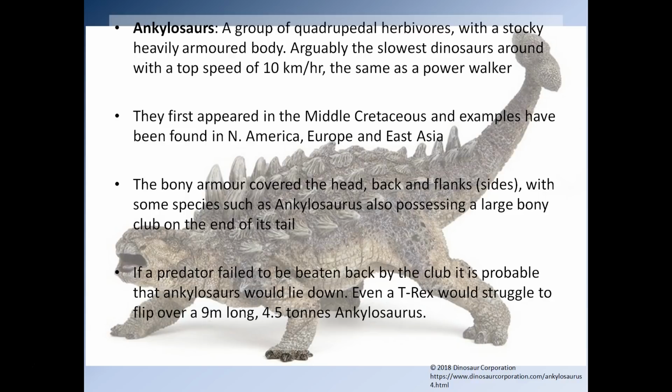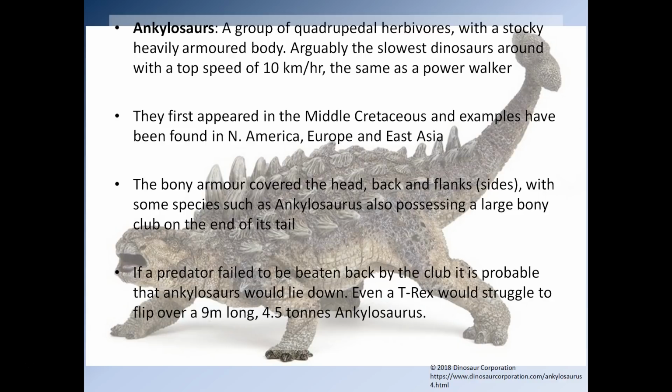So then we have the Ankylosaurs, and the Ankylosaurs are a group of quadrupedal herbivores. They were very, very stocky and very heavily armored. They had very heavily armored skin, and they are arguably the slowest dinosaur around. They had a top speed of about 10 kilometers an hour, and that's about the same kind of speed that a power walker goes at the Olympics. So they first make their appearance in the Middle Cretaceous, and examples have been found in North America, Europe, and East Asia. So once again, they're limited to the Northern Hemisphere continents only.